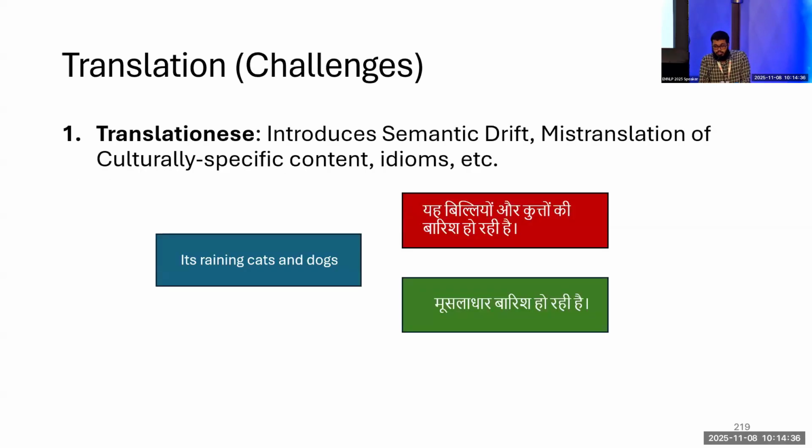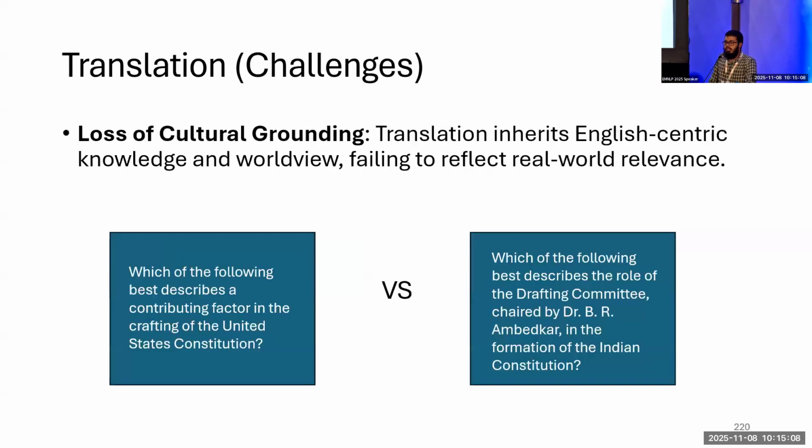There are a bunch of challenges, of course. First thing is translation errors, wherein it introduces some sort of semantic drift, or it may result in mistranslation. For example, look at this sentence: it's raining cats and dogs, which means it's raining heavily. There are certain systems which can do a literal translation of this. If you read Hindi, it says, ये बिल्लियों और कुत्तों की बारिश हो रही है, which literally means it's raining cats and dogs, whereas you actually wanted to translate that as मूसलाधार बारिश हो रही है, which means it's raining heavily.